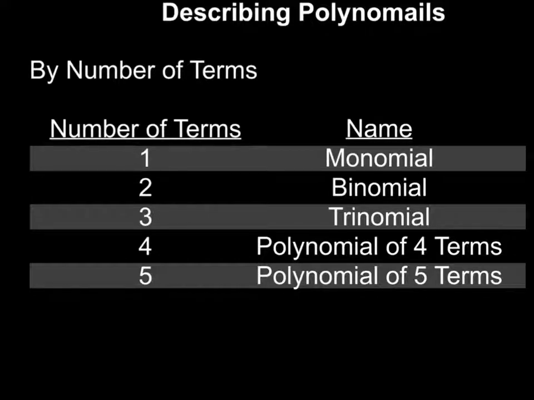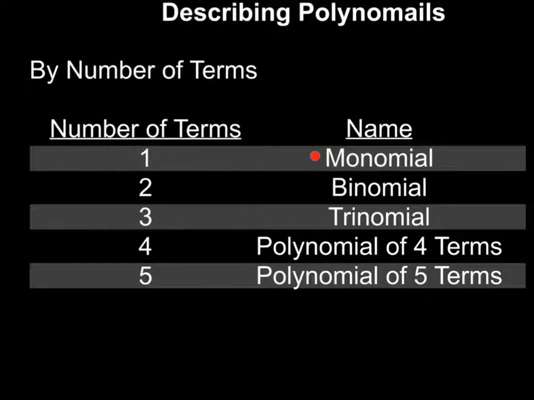So now we see that we can classify a polynomial by number of terms as well. The terms, and you might also want to add this in case you don't remember what the terms are, are the ones that are separated by addition and subtraction. So the parts of our polynomial separated by addition and subtraction. And so if there's only one term, it's a monomial.